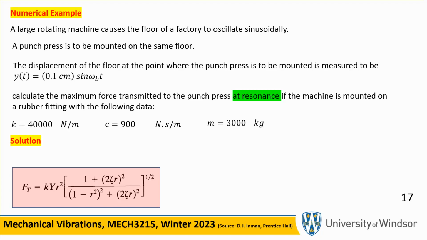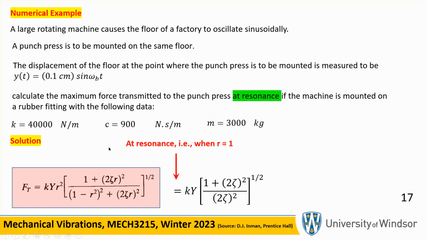And notice that in here, we need a few things. We need the stiffness of the spring. We need the amplitude of the vibration of the floor or the base, which is 0.1. We need xi, and we need r. But we are asked to find this at resonance, which is almost the worst case scenario, where r is equal to 1. So we know what r is here. At resonance, when r is equal to 1, we just plug these things in, and after a cleanup it's going to look like this.